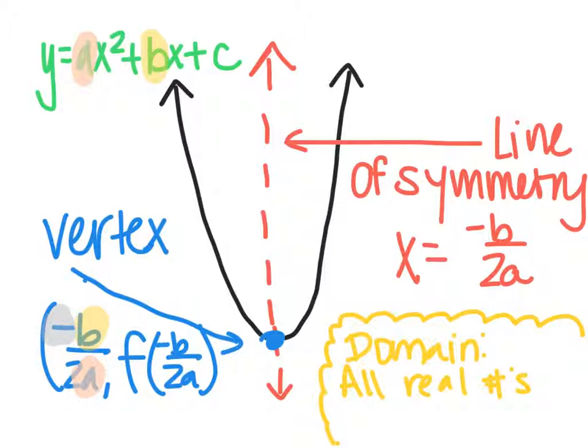And then don't be confused by this weird f of negative b over 2a notation here. All this means is that we need to plug this number back into the equation for x, which we're going to practice. It's also important to remember our line of symmetry is the line that goes through the middle that splits the graph in half, so that this half on the left is identical to the half on the right. And its formula is also negative b over 2a, so the same formula that was over here. And for all of our parabolas, remember that our domain is always all real numbers.